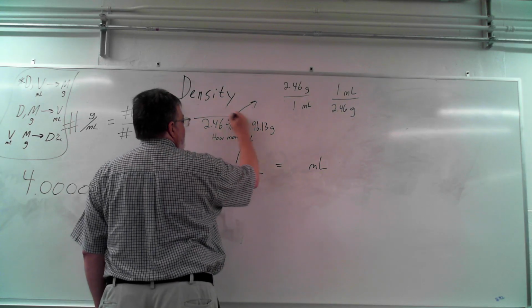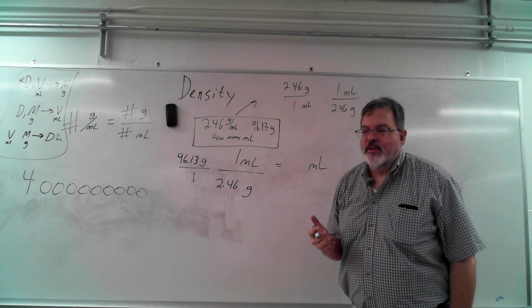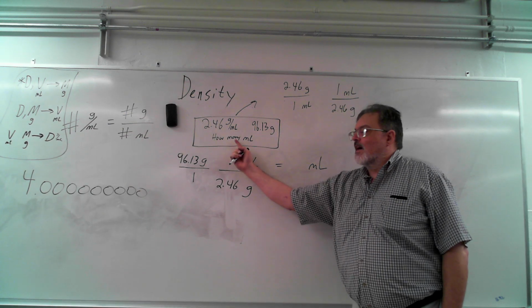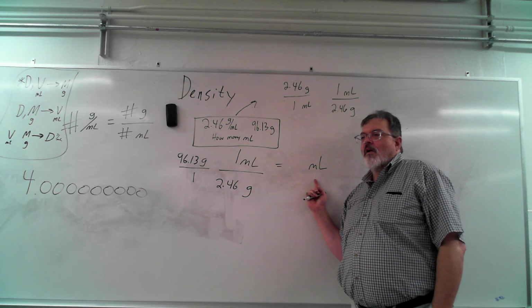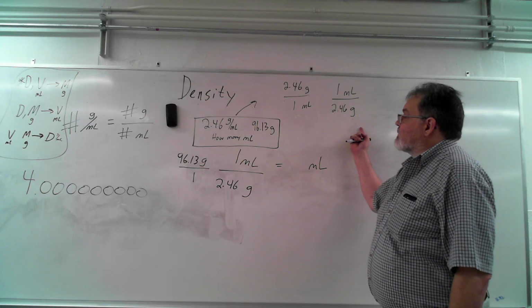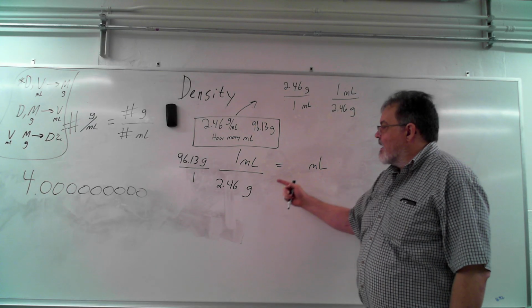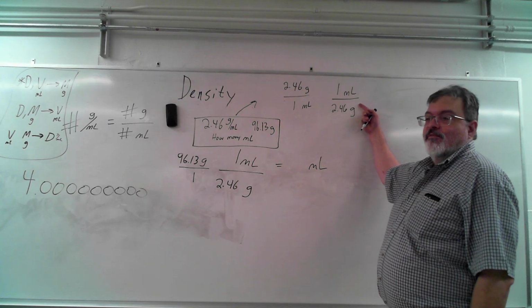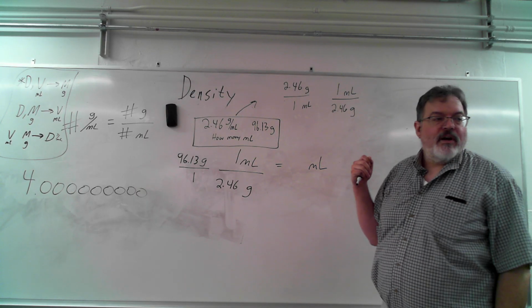I probably should have written out a question, but all these density questions boil down to this. You're given 2 things and you're asked to calculate a third. We knew we needed milliliters, so I wrote that here. And then when I looked at the other stuff I had, I only had milliliters in one place. So I made sure it was on top, and I did that by flipping this. Everybody follow that?